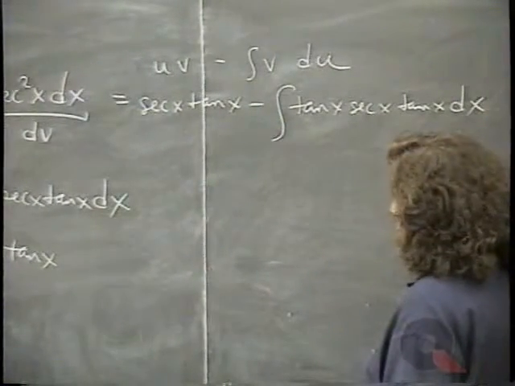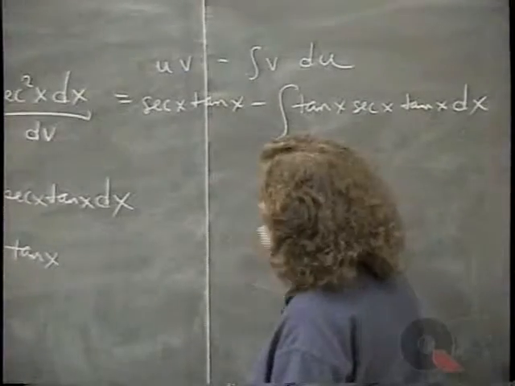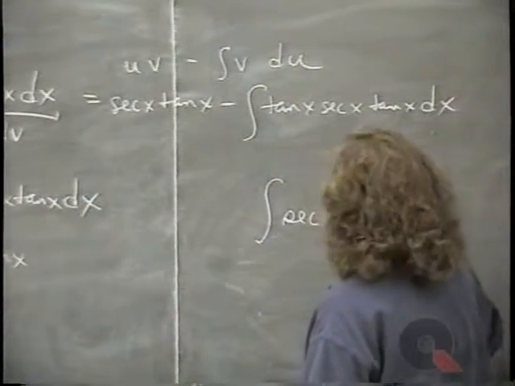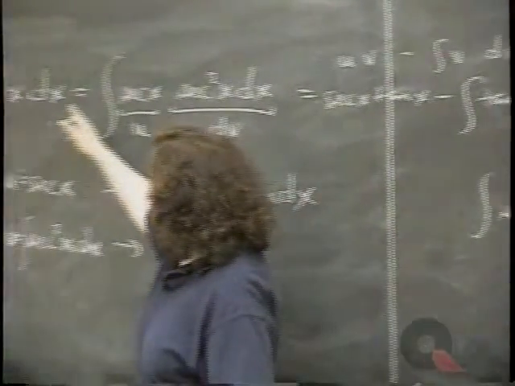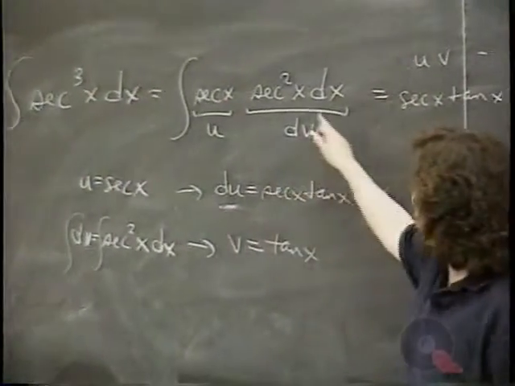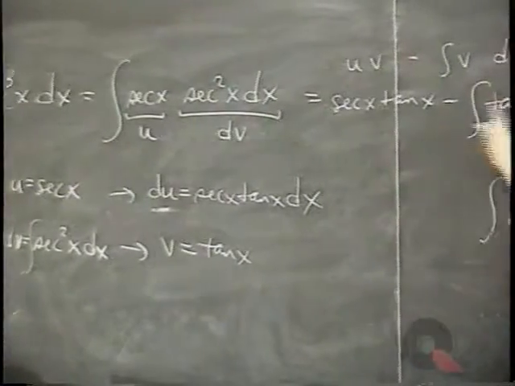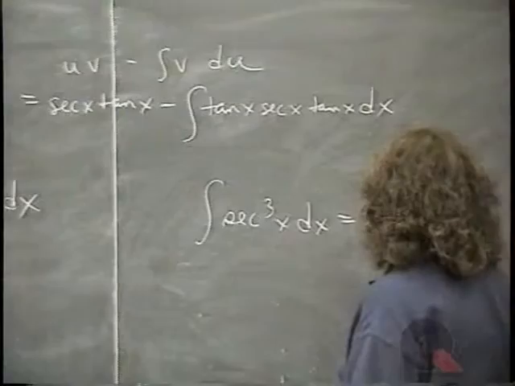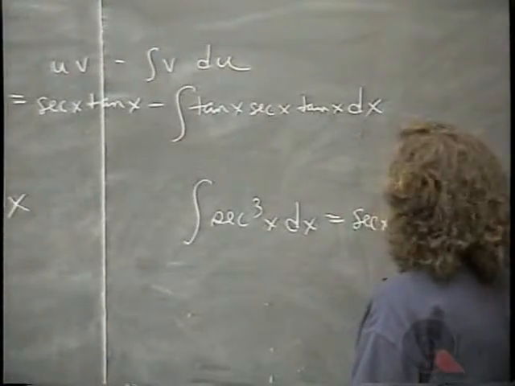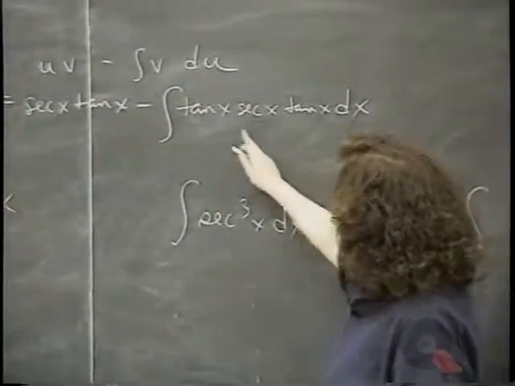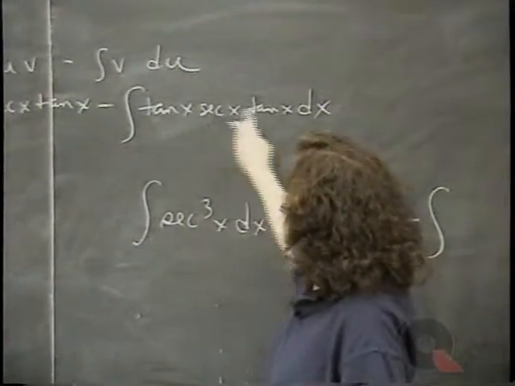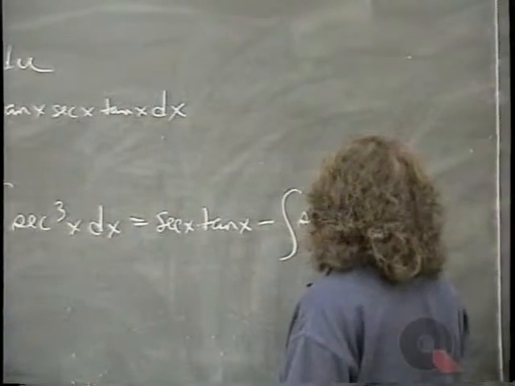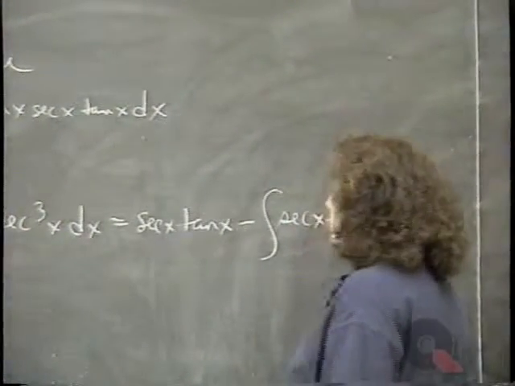Okay, let's see what we have so far. The original problem, if you remember, was the integral of secant cubed x dx, which I broke into secant times secant squared. And we've done this, and we have now equal to secant x tangent x minus the integral of secant x tan squared x dx.